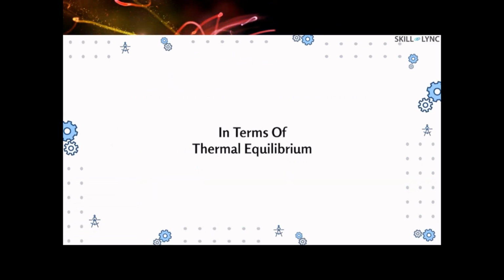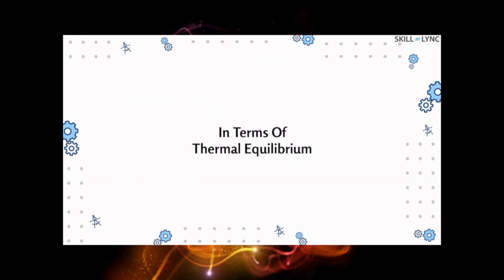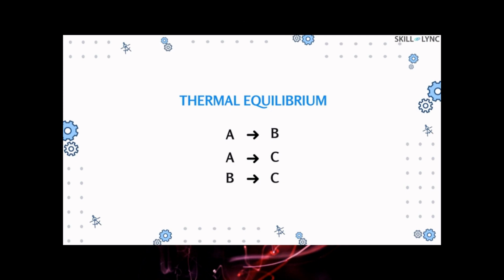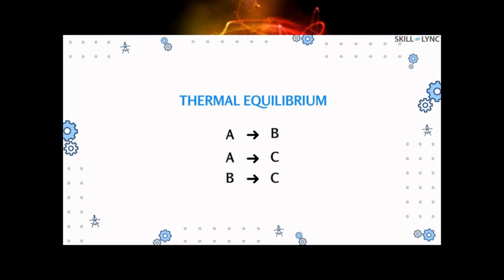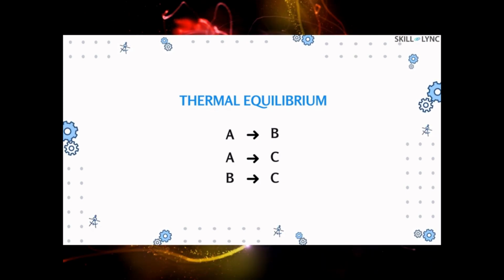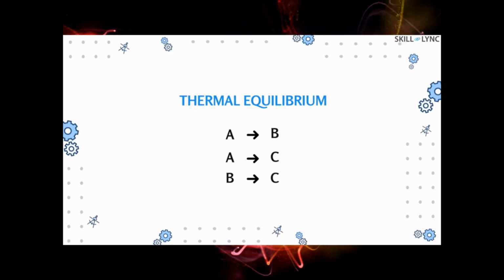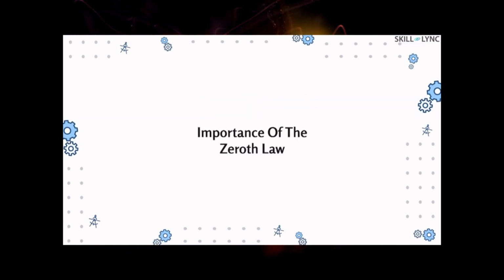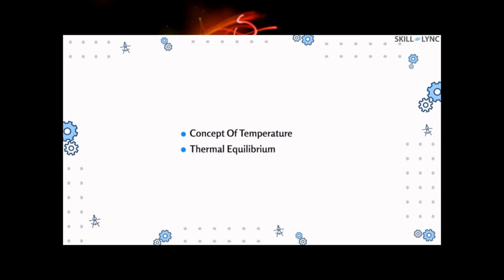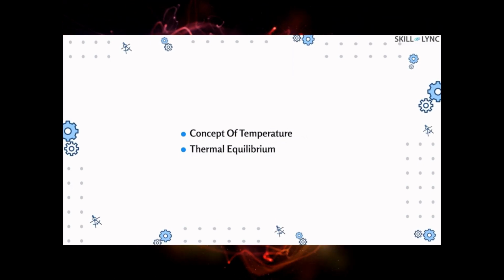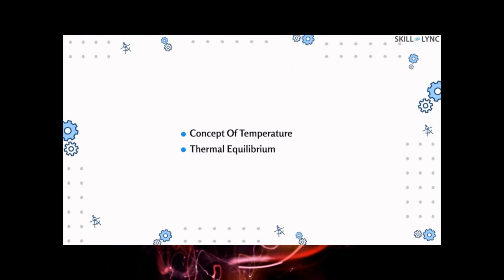This law can also be stated in terms of thermal equilibrium. When a system A is in thermal equilibrium with system B and system C, then the systems B and C are in thermal equilibrium with each other. The zeroth law is extremely important for thermodynamics as it sheds light on the concept of temperature and thermal equilibrium.